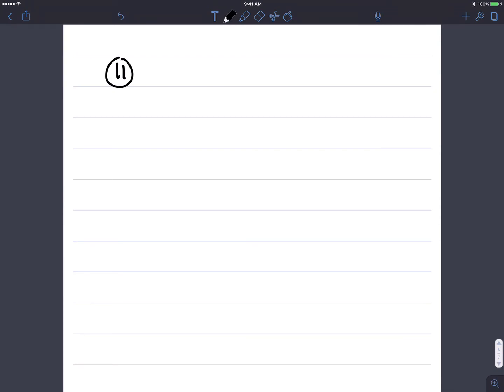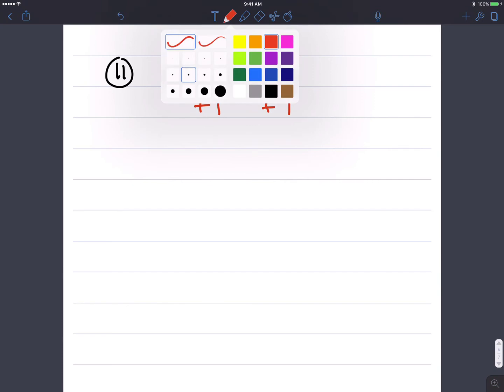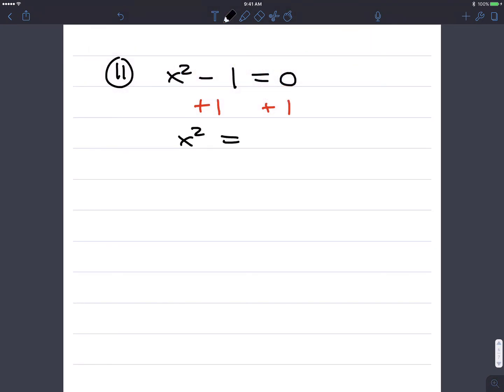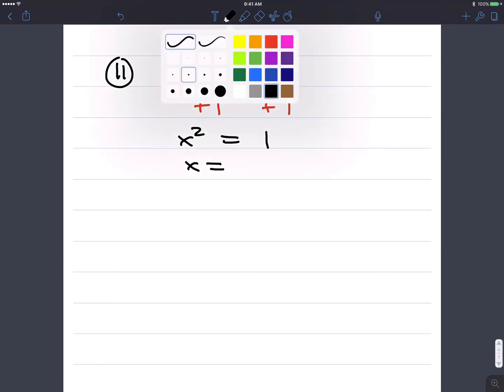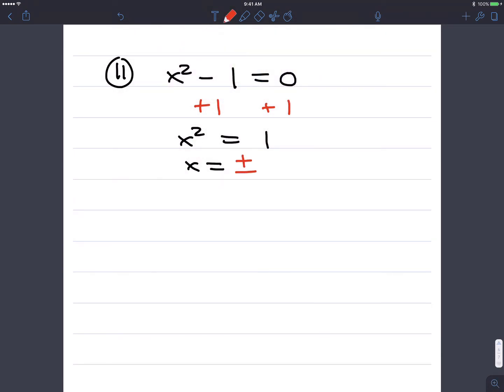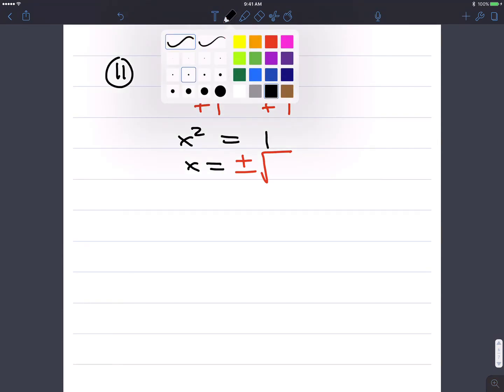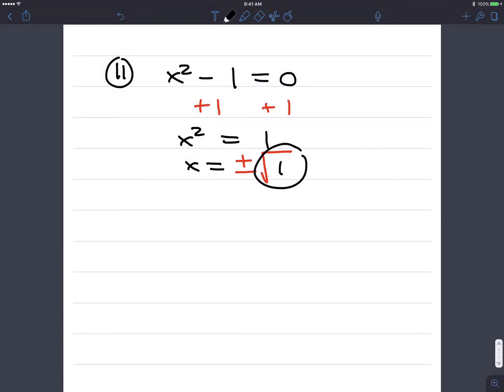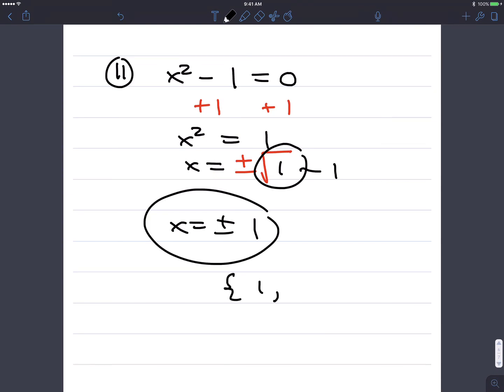Number 11. X squared minus 1 is 0. Add 1 to both sides. X squared is positive 1. The square root formula says x is plus or minus square root of 1. The square root of 1 is 1, so x will be plus or minus 1, positive 1, and negative 1.